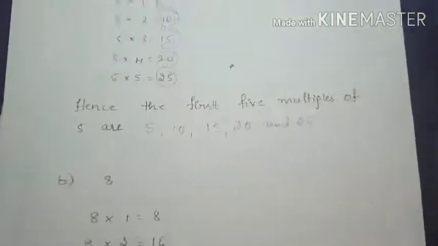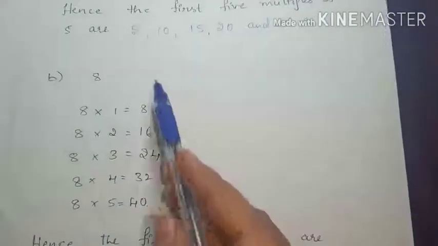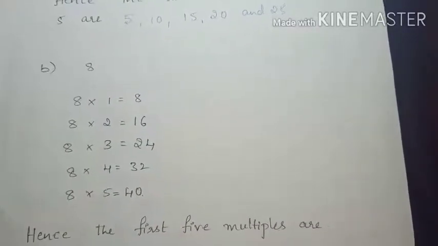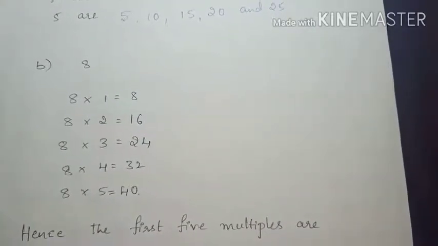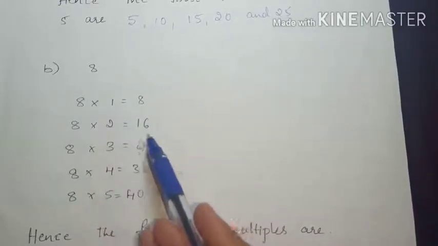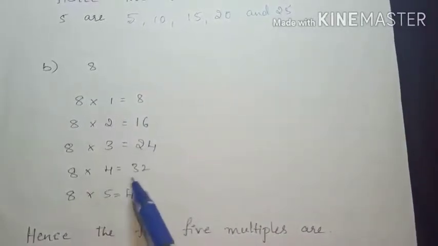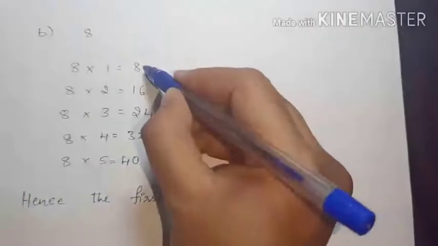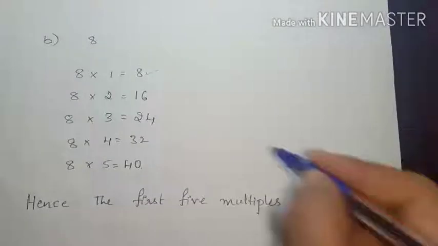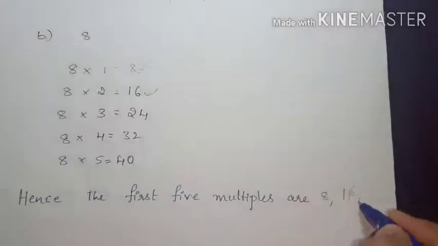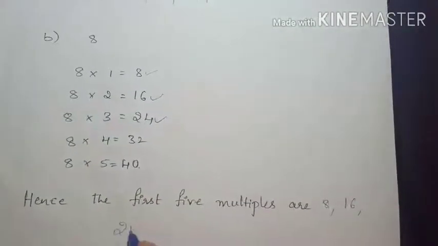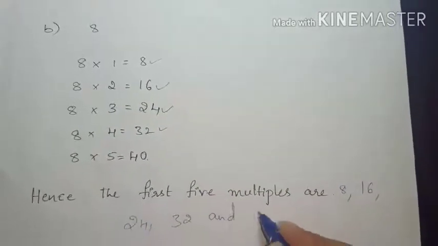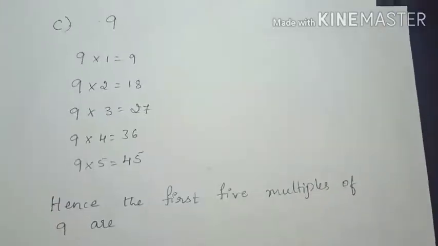In the same way, question B: write the first 5 multiples of 8. Write down the table of 8 up to 5. So 8 ones are 8, 8 twos are 16, 8 threes are 24, 8 fours are 32, 8 fives are 40. Hence the first 5 multiples are 8, 16, 24, 32 and 40.